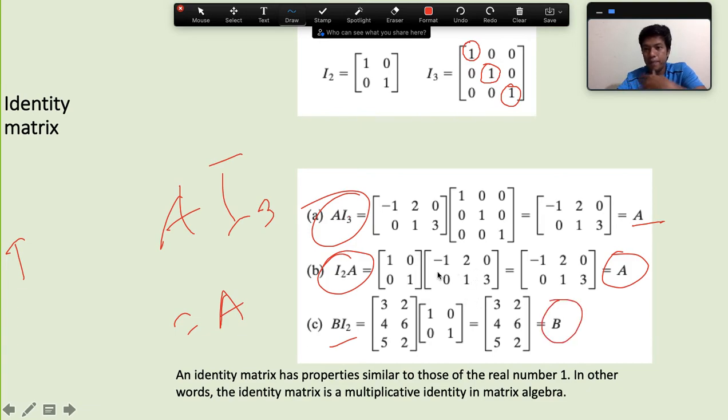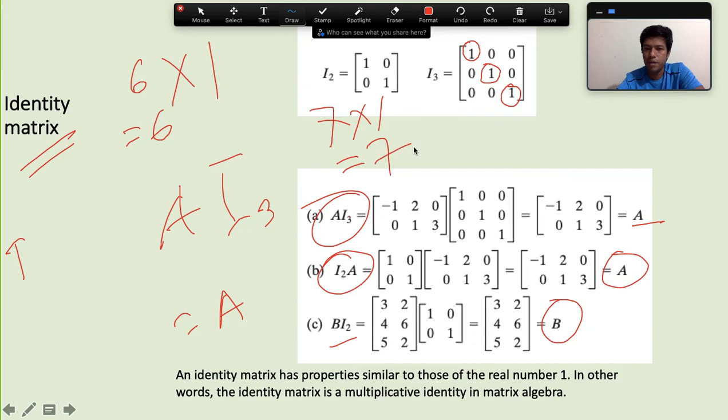That means if you multiply a matrix with the identity matrix, you get the same result. Of course, the order has to be right so that you can do the multiplication. I think you know it now. So what is this identity matrix doing basically? If you multiply 6 into 1, the answer remains 6. If you multiply 7 into 1, the answer remains 7. If you multiply 1 into 7, the answer remains 7.